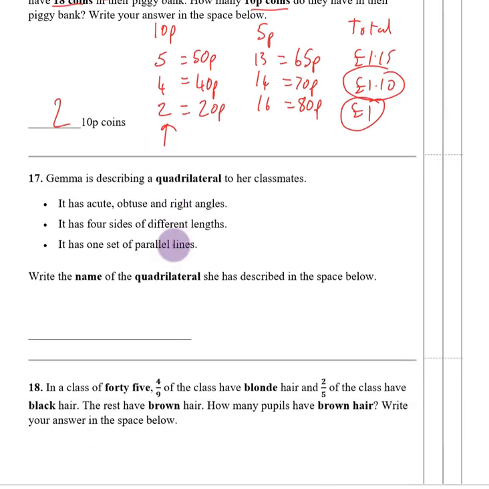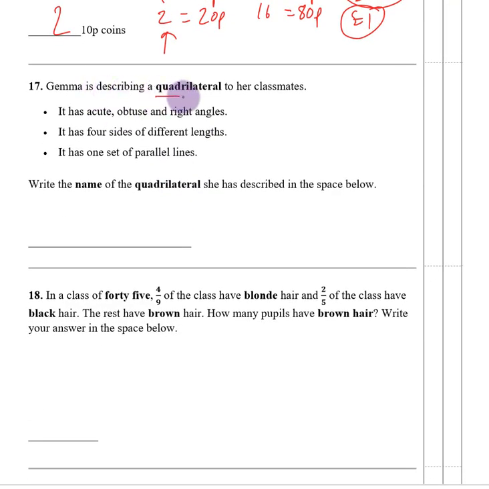So, number 17, Gemma is describing a quadrilateral. So quadrilateral, 4-sided shape. Literally quad means 4, like quad bike, quadruplets, and lateral means straight line. So this literally means 4 straight lines, or 4-sided shape. Okay, so 4-sided shape, it's got acute, obtuse, and right angles. So that's not really going to help us out massively. 4 sides of different lengths, so all the sides are different lengths.